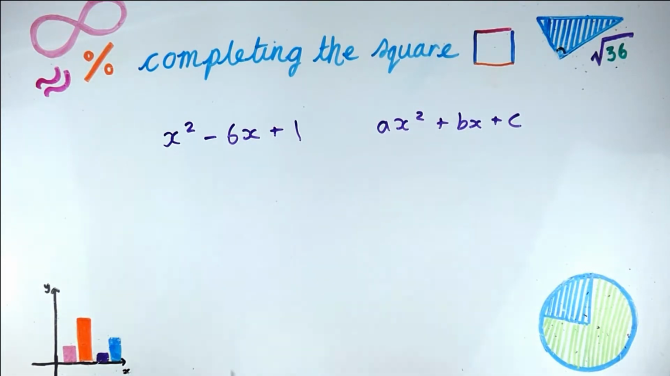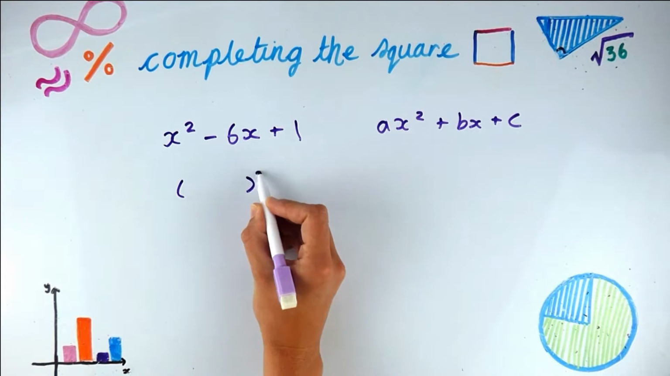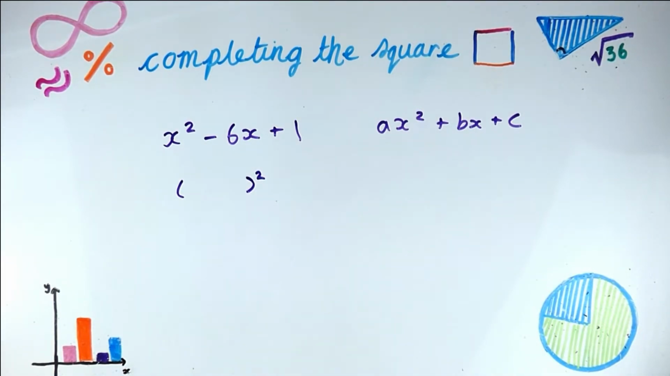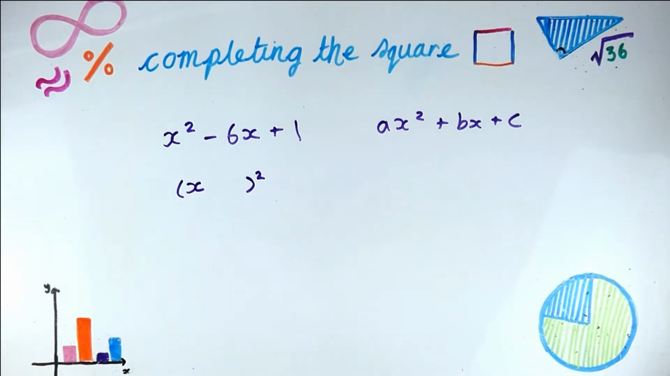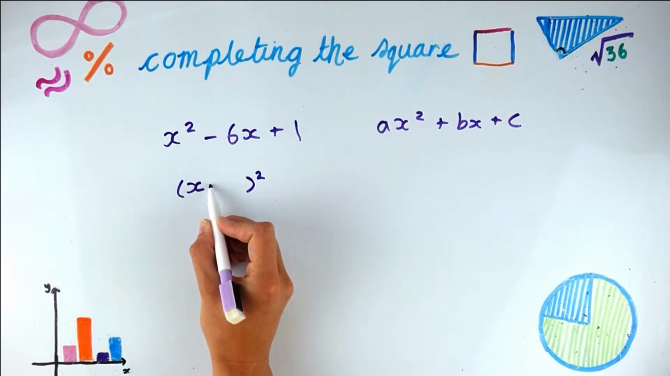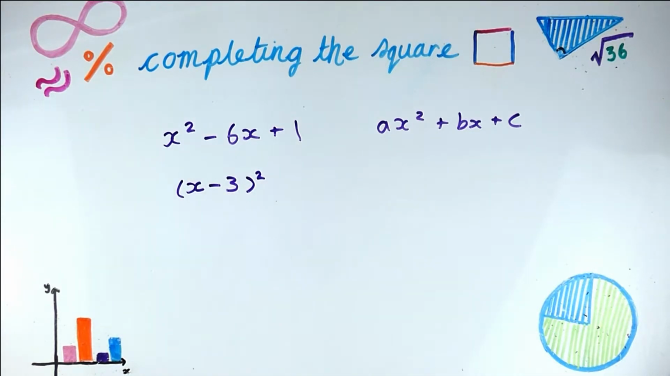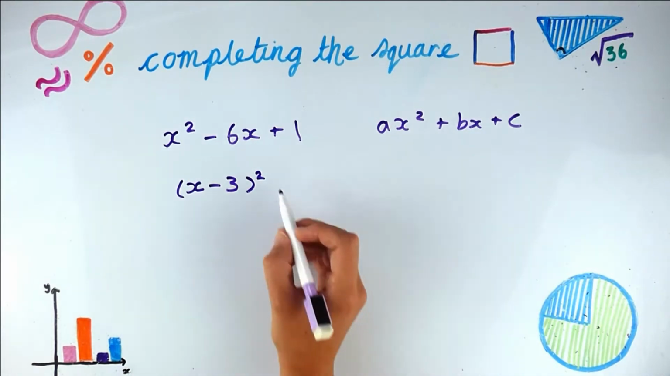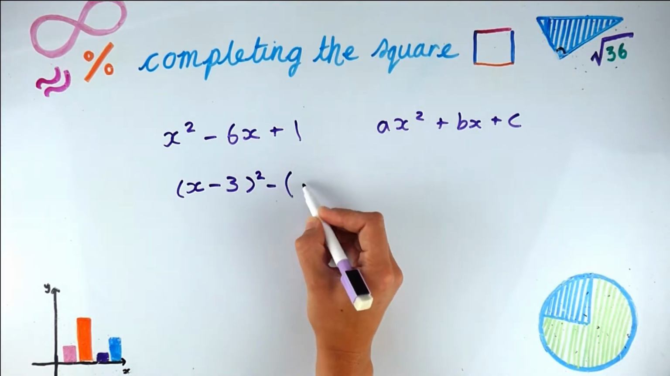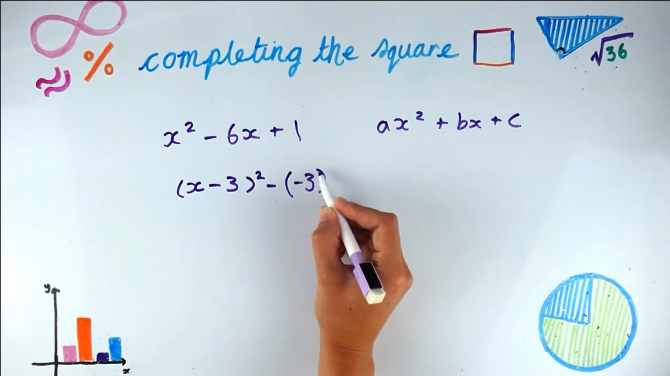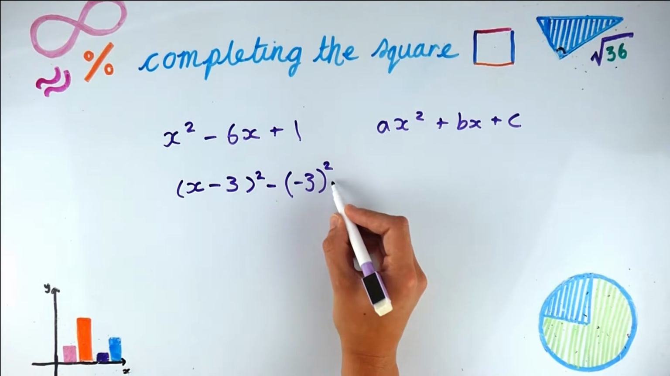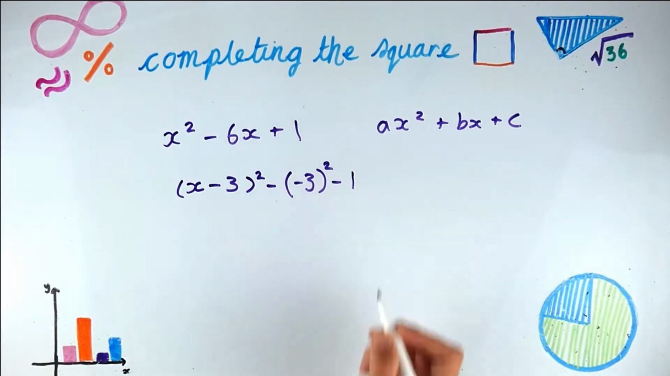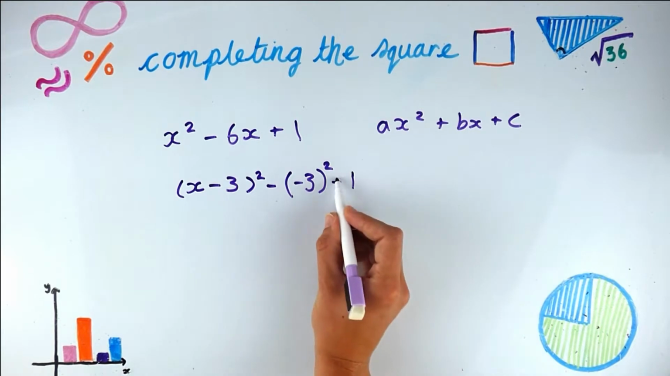Okay, so the first step is writing out the square bracket. So that's what we start with. In these brackets, we're going to put x and then plus b over 2. In this case, b is minus 6, so that's going to be minus 3. Then outside the brackets, to complete this square, we have to minus b over 2 squared, and then plus c. It's plus c.